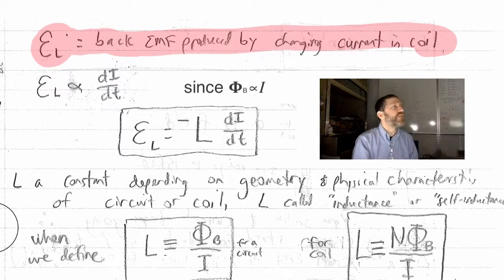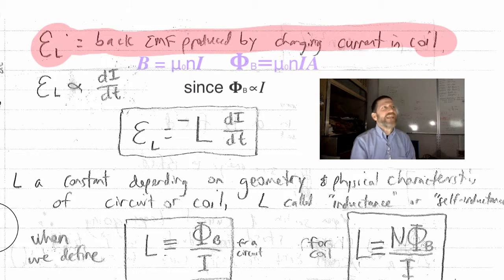Is the magnetic field in the coil proportional to the current in the coil? What equation tells you the answer is absolutely yes? B of a coil is equal to mu naught n, little n, number of turns per unit length, times I. Yes, it is.